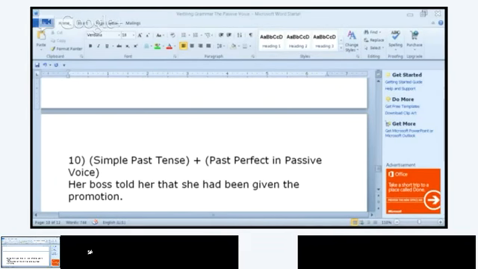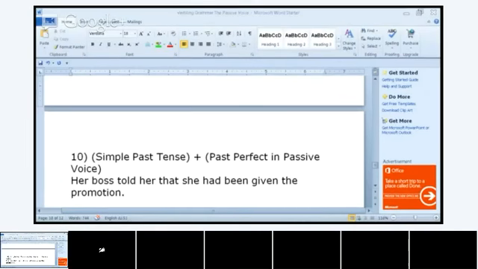So her boss didn't tell her that she had been given the promotion. Her boss didn't tell her. Good. How about the question? Okay. Did her boss tell her that she had been given the promotion with the past perfect in passive voice. Okay, great. And so now let me show you the answers that I have.